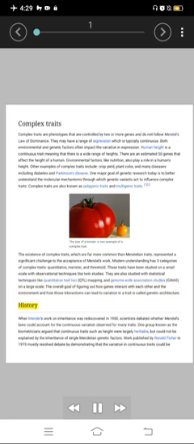History. Mendel's work on inheritance was rediscovered in 1900. Scientists debated whether Mendel's laws could account for the continuous variation observed for many traits. One group of biometricians argued that continuous traits such as height were largely heritable, but could not be explained by the inheritance of single Mendelian genetic factors.